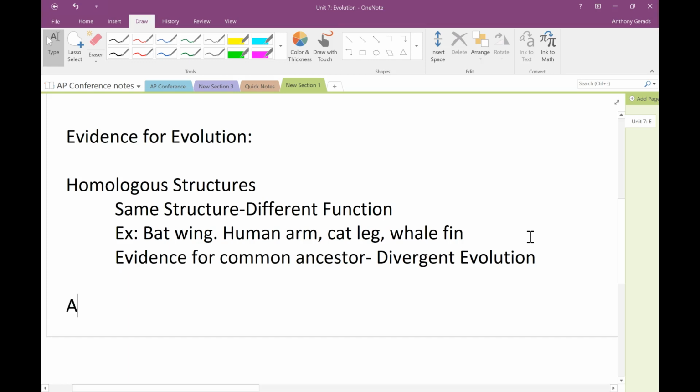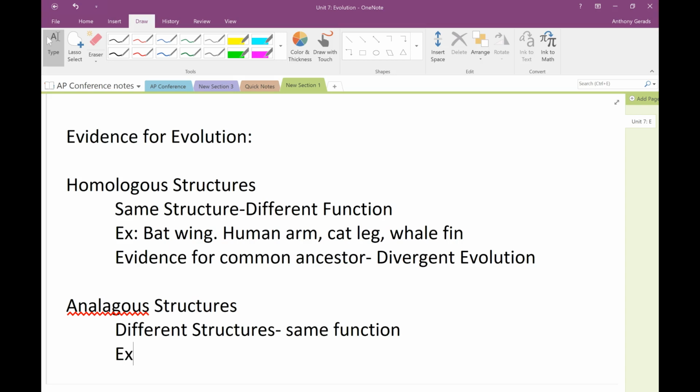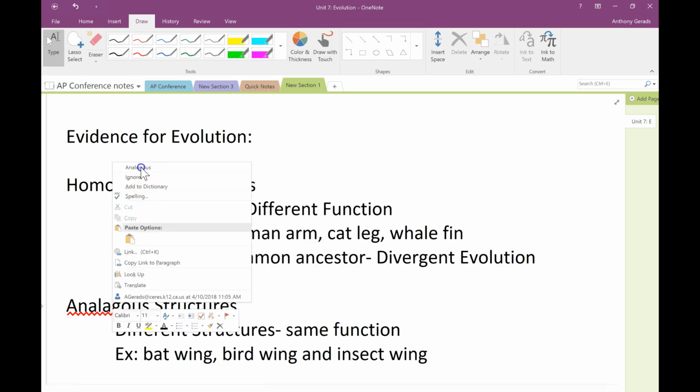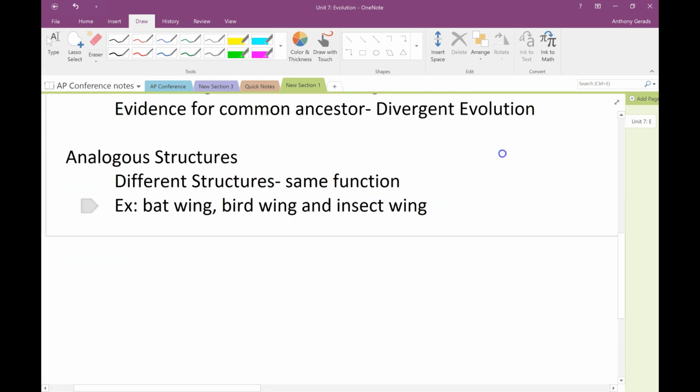We also have something called analogous structures. S-T-R-U-C-T-U-R-E-S. Okay, with analogous structures, they are different structures. I can't spell. Different structures, same function. An example: a bat wing, a bird wing, insect wing. Analogous. All right. So analogous structures, they don't have a common ancestor.